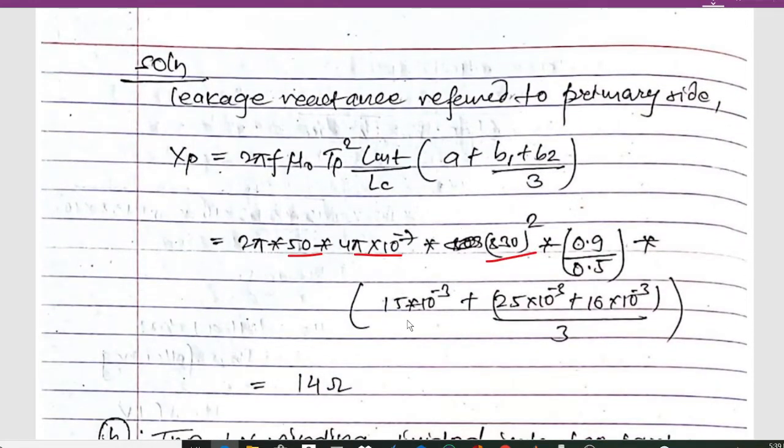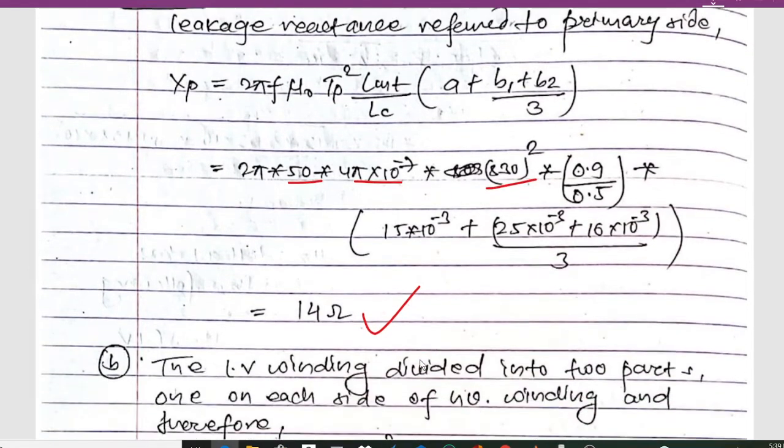So 15 into 10 power minus 3, since 15 mm is given, plus in place of b1 we have 25 mm, so 25 into 10 power minus 3. Similarly for b2 we have 16 mm, so 16 into 10 power minus 3, upon 3. On calculation we will get the value of leakage reactance referred to the primary side as 14 ohm.